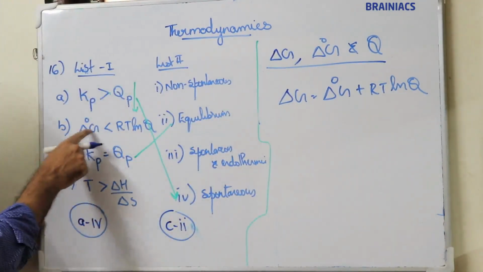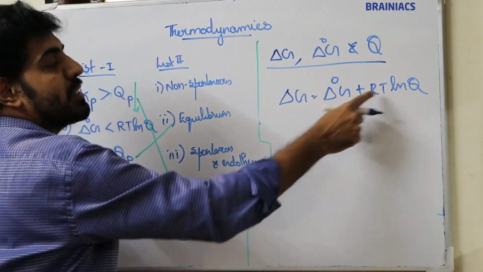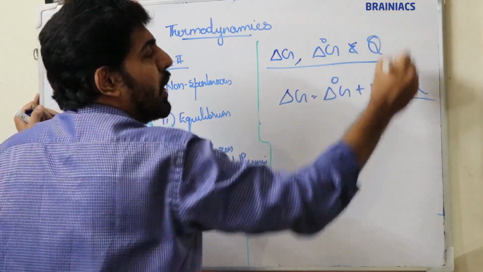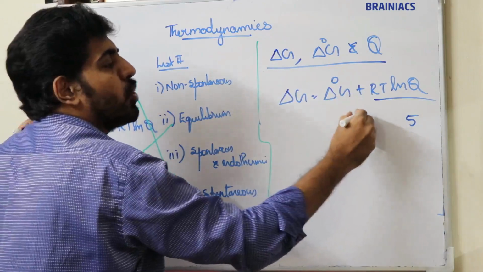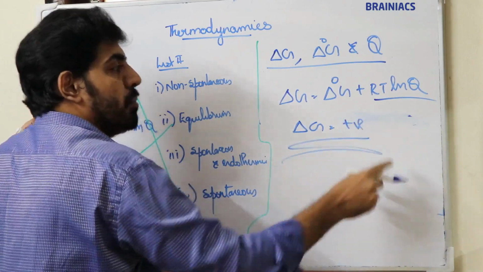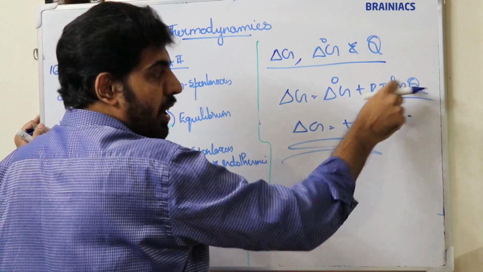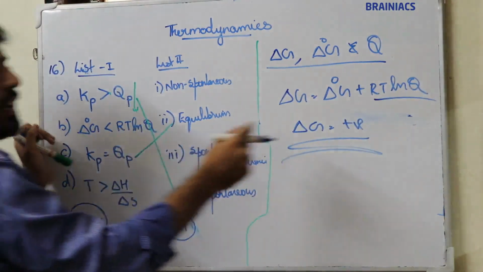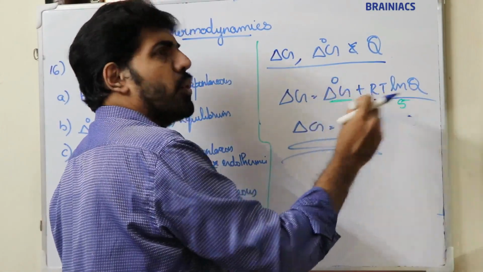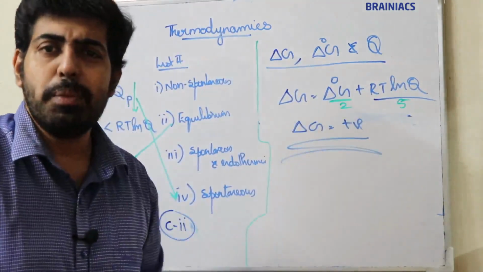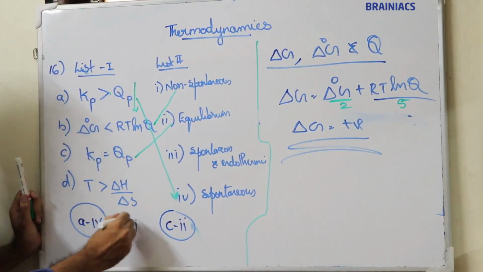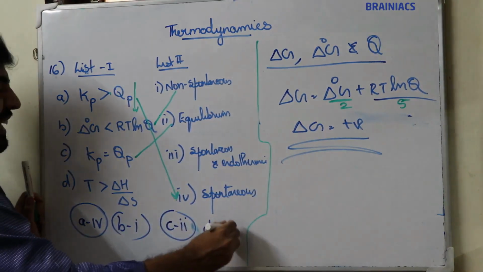Now here it is given that delta G0 is less than RT ln Q. That means if RT ln Q is 5, I am taking a number, let it be 5, then delta G0 will be less than 5. Let it be 2. What is 2 plus 5? 7. So delta G value will be positive because delta G0 is less than RT ln Q. A positive delta G value indicates a non-spontaneous process, right? So B is 1.